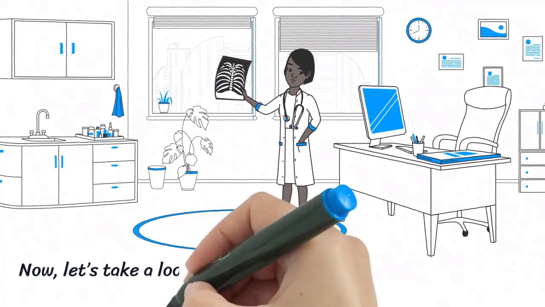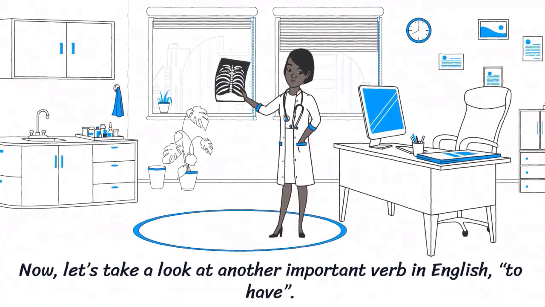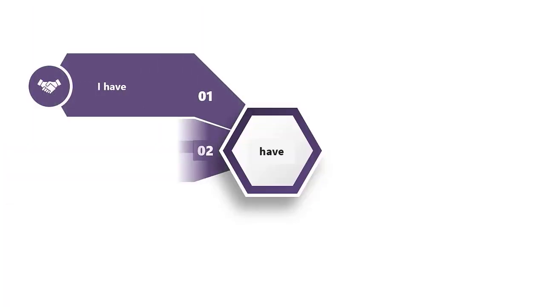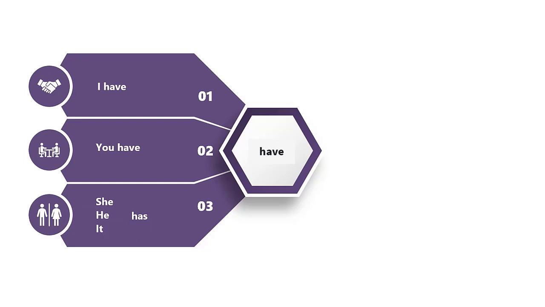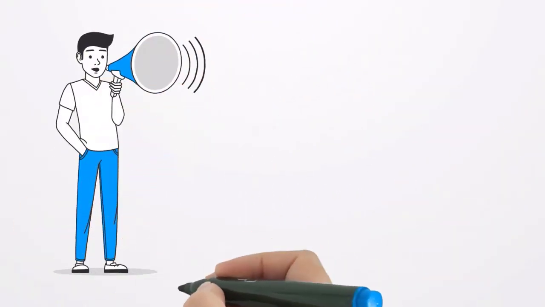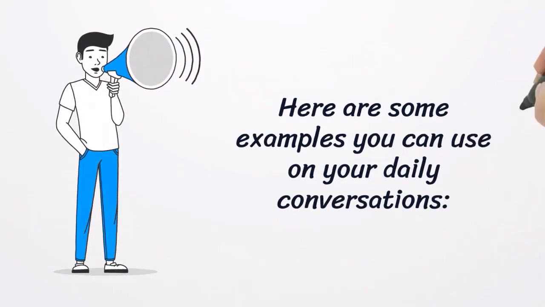Now, let's take a look at another important verb in English, to have. I have. You have. She, he, it has. We have. You have. They have. Here are some examples you can use in your daily conversations.